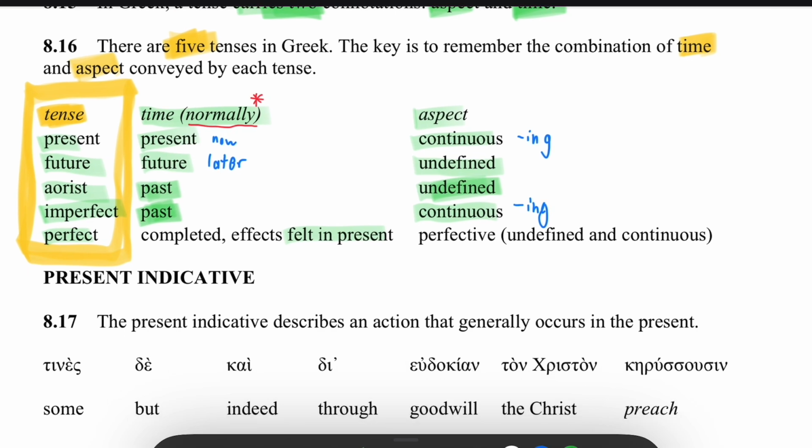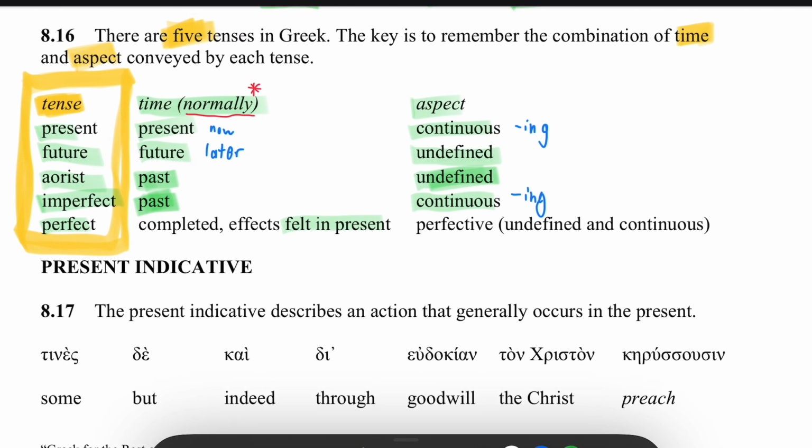All right, so a little bit about the present indicative. The present indicative describes an action that generally occurs in the present. So it makes sense because the tense is present tense, and then the mood is indicative. It's something that is happening or happens in the present.